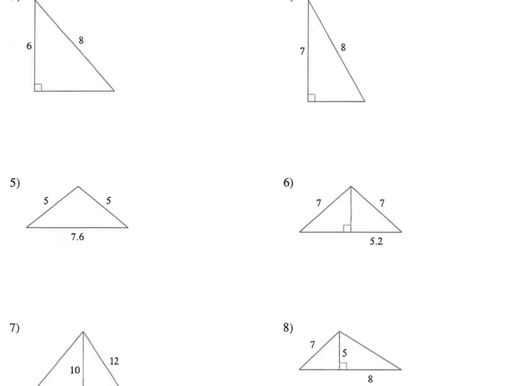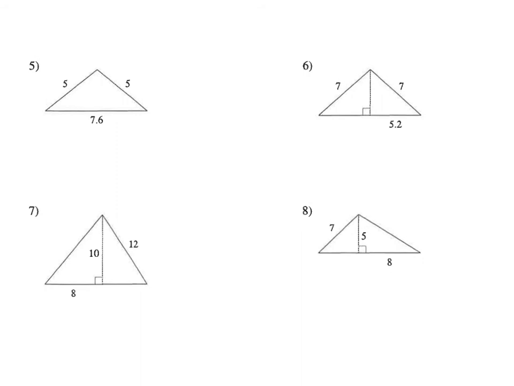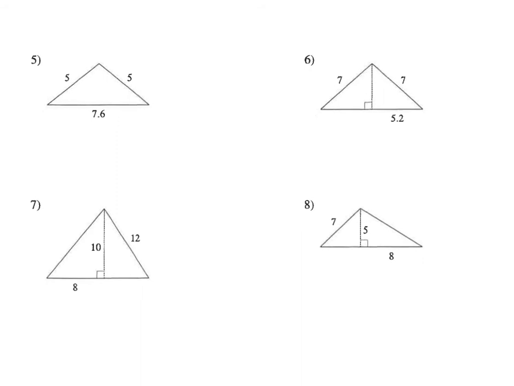So 2, 3, and 4 are very similar. 5, 6, 7, and 8, you have to do a little bit more thinking there, because they're not right triangles to begin with. Number 6 has the height drawn. Okay, so this is going to find us the height.